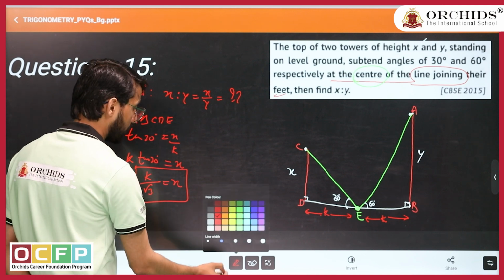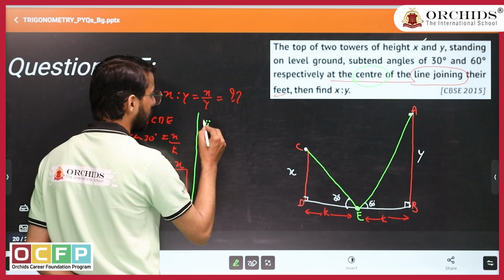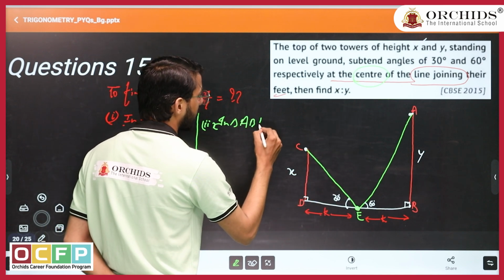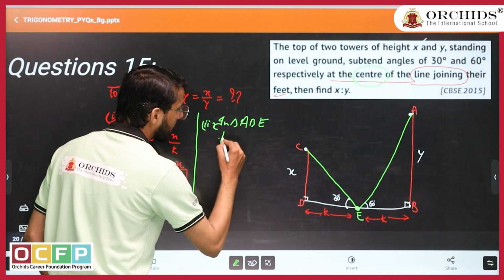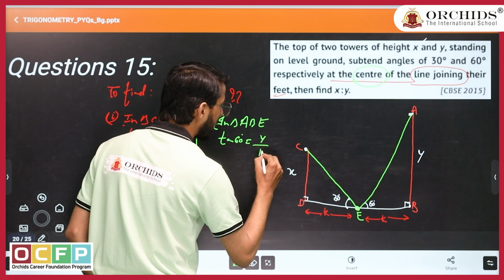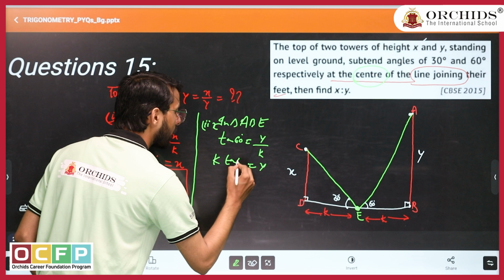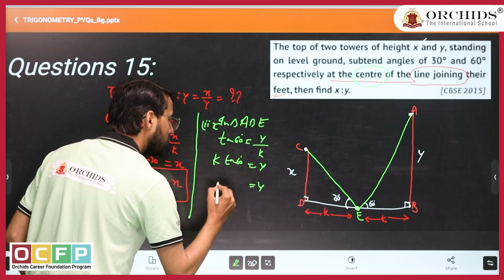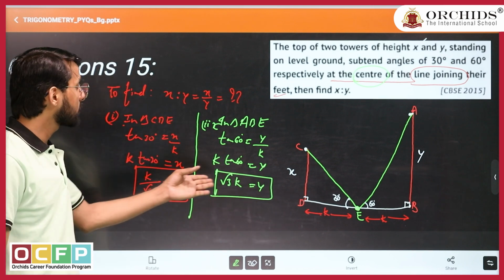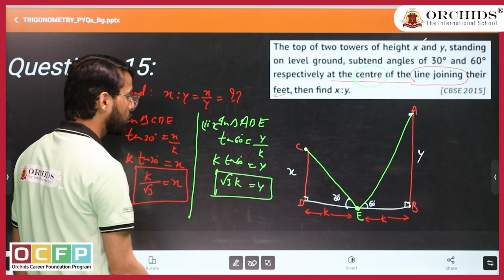What is the value of y I am going to get? Let's see the second part. Second part is in triangle ABE. If you see ABE, again I can use tan 60 degree is equals to y by k, and the y value I got as k tan 60. So tan 60 is root 3, so y is root 3k. Now I have the value of x and y. Can't we find the ratio between x and y?